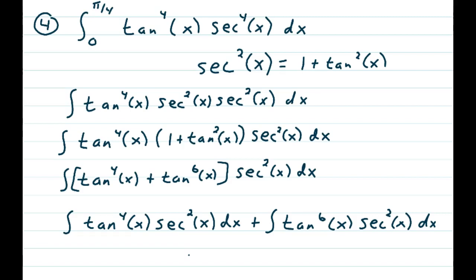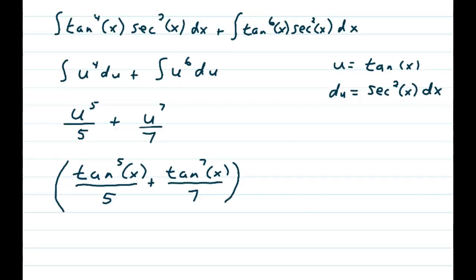We do a distribution, and we get tan to the fourth power plus tan to the sixth power of x, both multiplied by secant squared of x. And we'll separate those into two separate integrals. So you have the integral of tan to the fourth, secant squared of x dx, plus tan to the sixth power of x, secant squared of x dx.